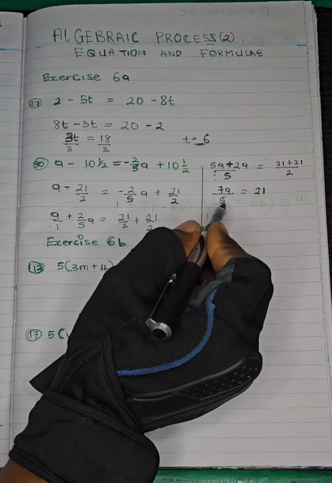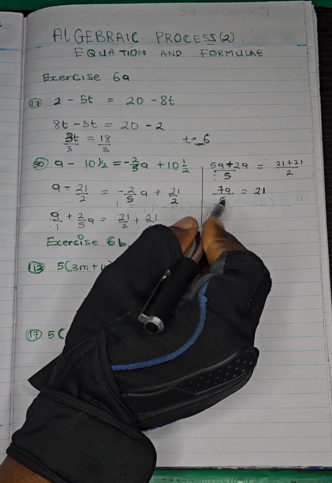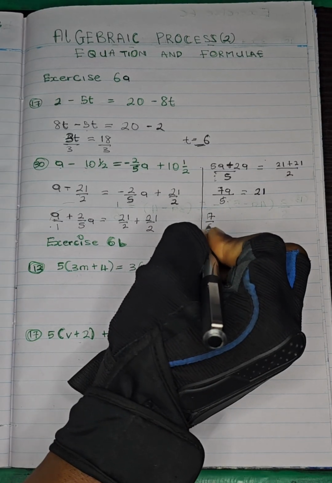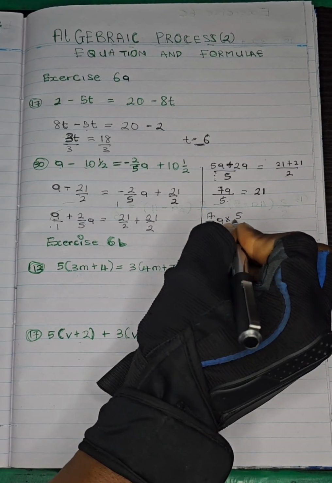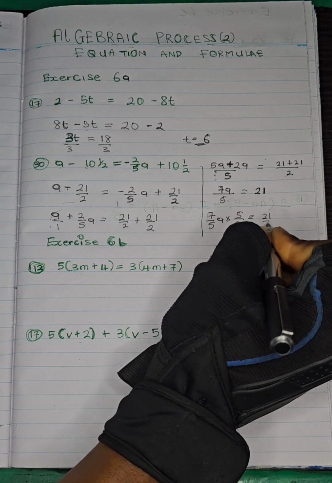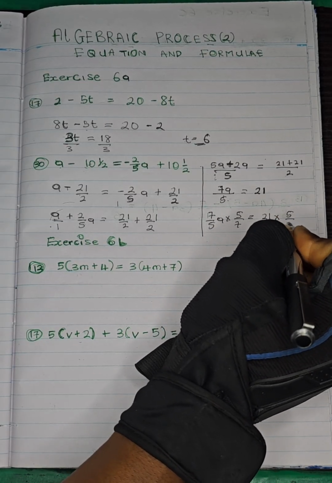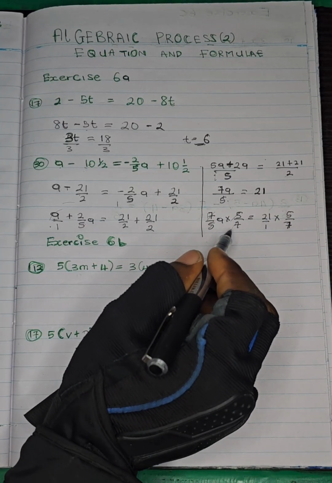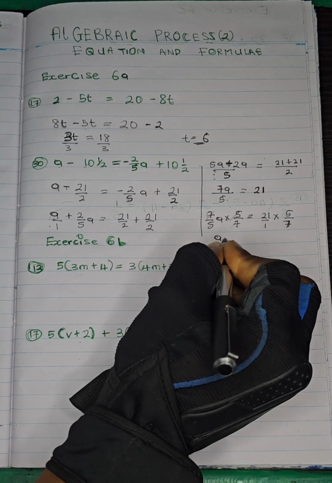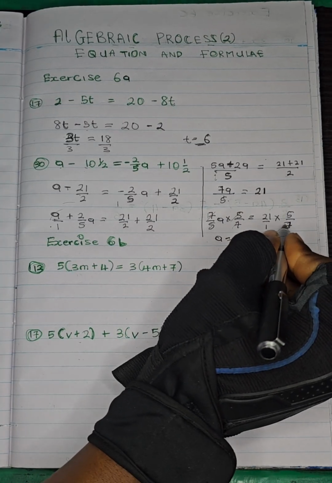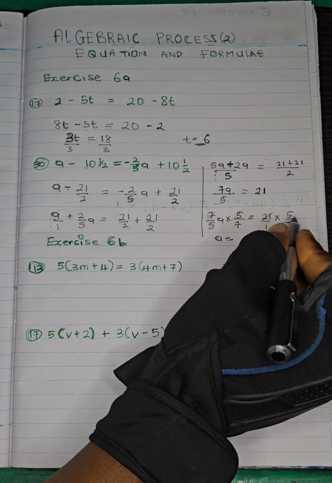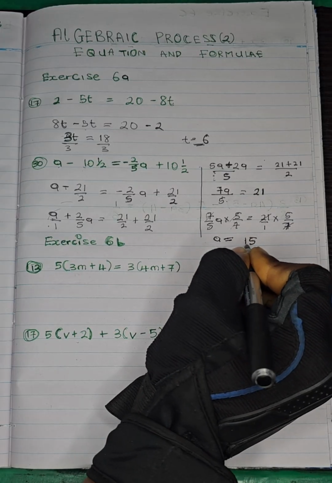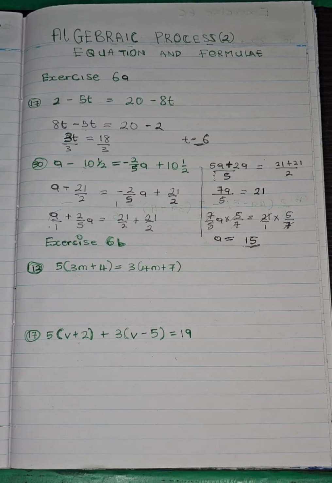So now we are looking for a. So the best thing we can do is multiply here by 5 over 7 and also multiply here by 5 over 7. So you have 7 over 5a times 5 over 7 equal to 21 over 1 times 5 over 7. So by the time 5 cancels here it is 1, 7 cancels here it is also 1. So you have a is now equal to, 7 cancels 21 is 3. 3 times 5 is what? 15. So your a is equal to what? 15. So this is your final answer.